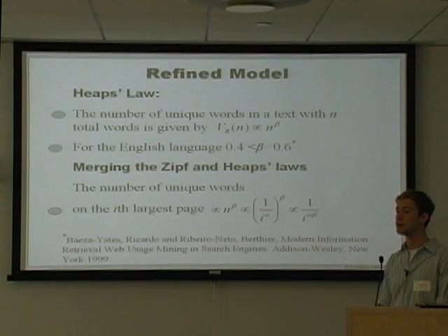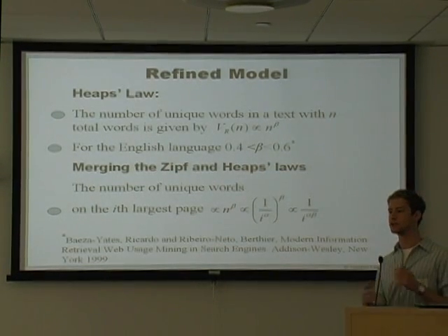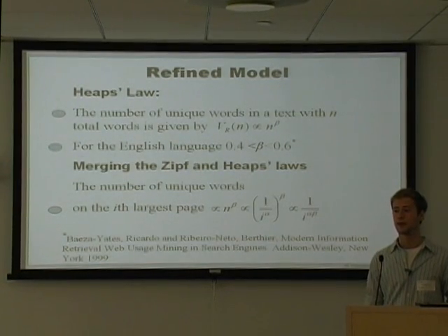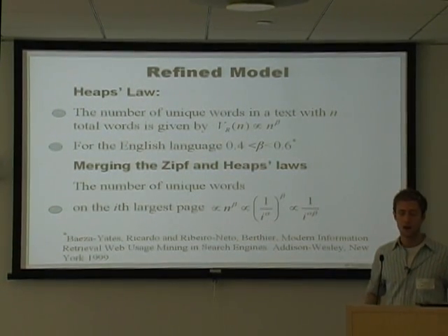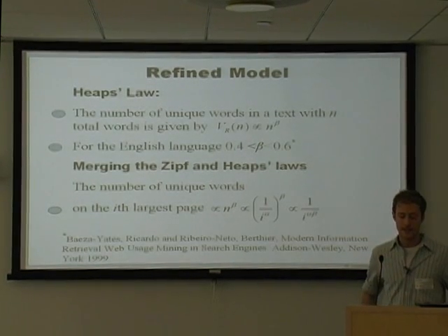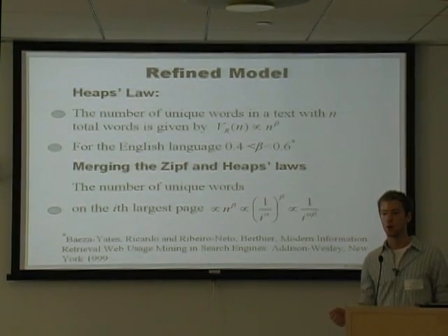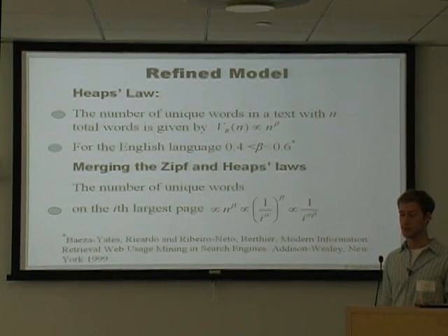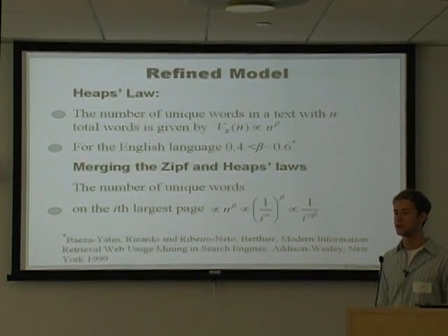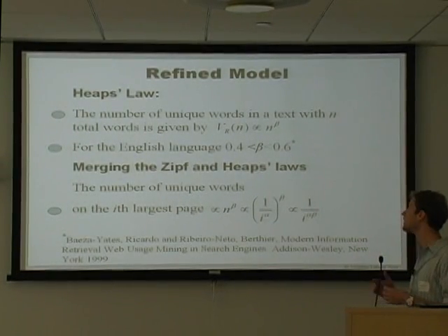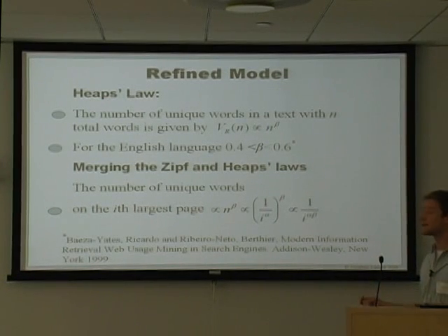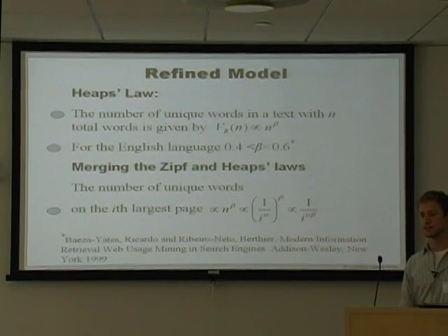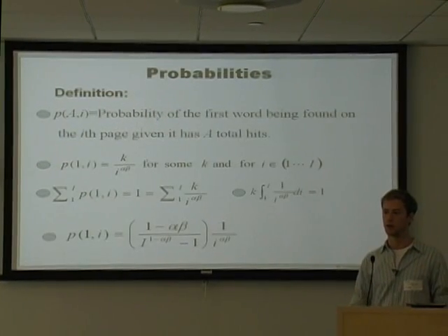But we need to know the number of unique words, because it doesn't matter how many total words are on the page, but the number of different ones, if we want to know the probability of a word appearing on the page. And so we use Heaps' law, which is a linguistic law, which says that the number of unique words in a text of size n will be proportional to n to the beta, where beta is another constant, normally between 0.4 and 0.6 for the English language. Merging those two together, we can find that the number of unique words on the ith largest page will be proportional to 1 over I to the alpha times beta, where alpha is the Zipf coefficient and beta is the Heaps' law coefficient.